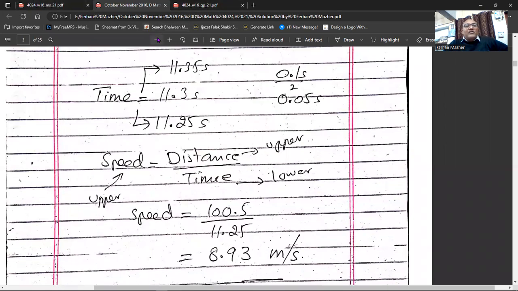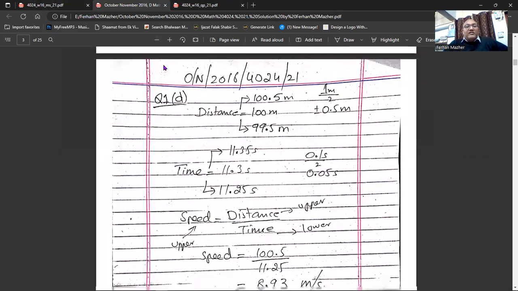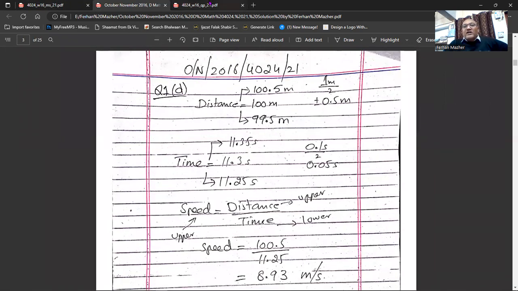So you can see the whole question. Let me reduce the size so you can see the whole. So this is the solution of question number 1D part.